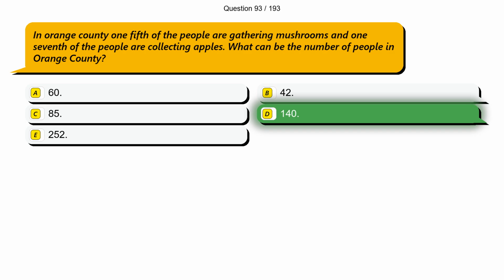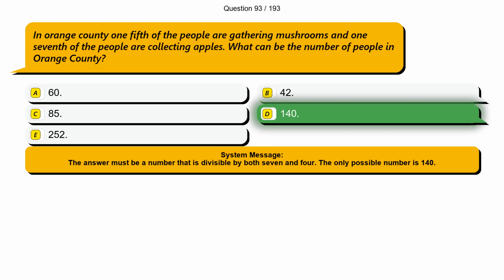The correct answer is option D, 140. The answer must be a number that is divisible by both 7 and 5. The only possible number is 140.